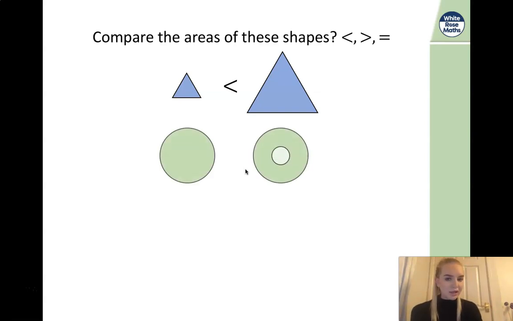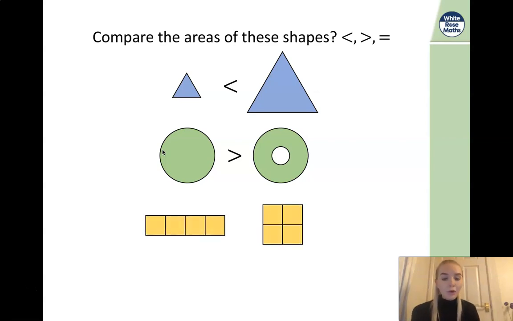Got another example for you here. They do get a bit trickier. Can you pause the video again? Write down the symbol you'd use, please. Okay, well this time, they are both circles. They both look pretty similar, but this one has got a hole in the middle, meaning that the first one is greater than the second one. The final example here, pause the video and have a think, please.